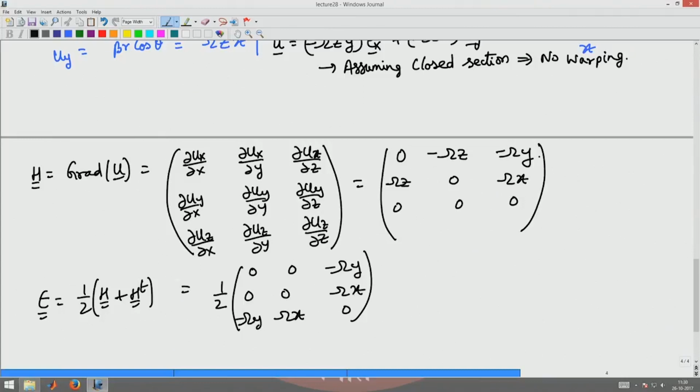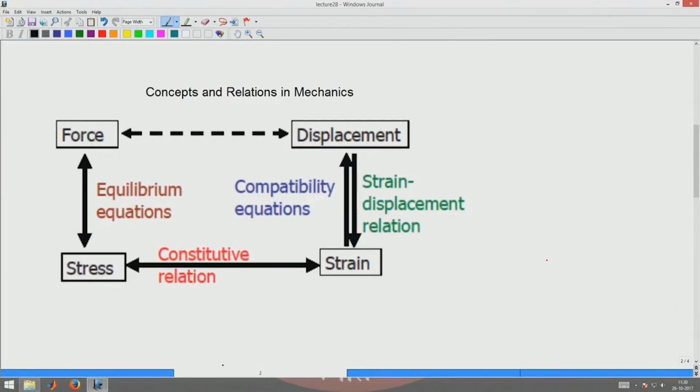Now next I have to, from our scheme of things here, I found a displacement field suitable for the boundary problem that I am studying. I use a strain displacement relationship to get the strain. Next I have to use the constitutive relation to get the stress, and then I have to check whether the equilibrium equations are satisfied or not. Okay, so that's the scheme of things now.